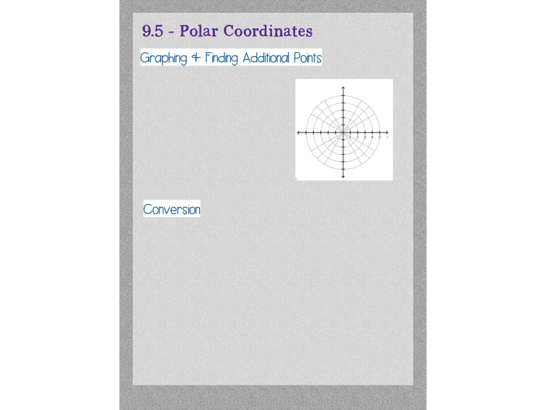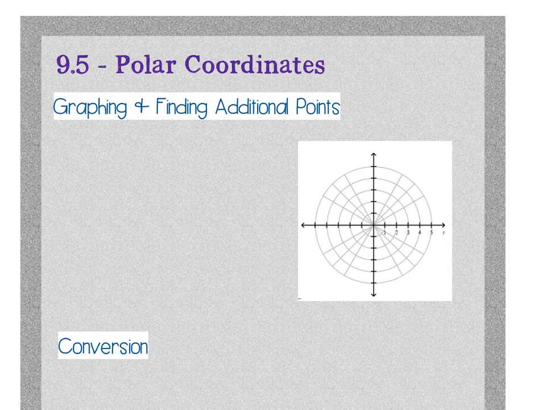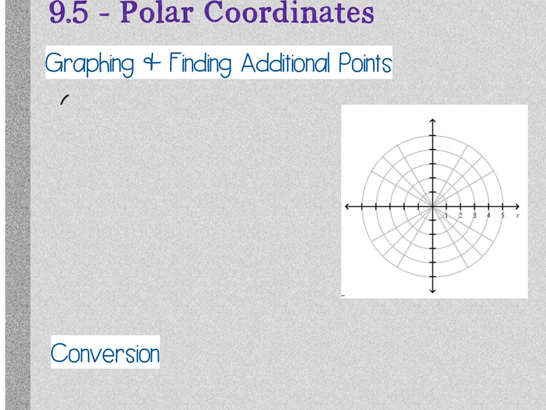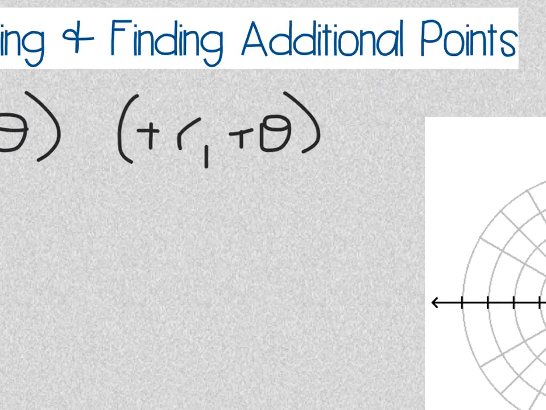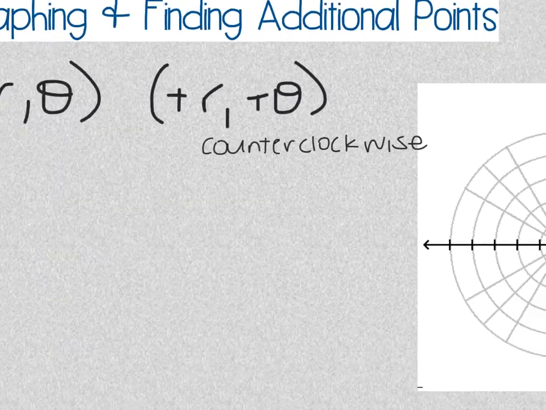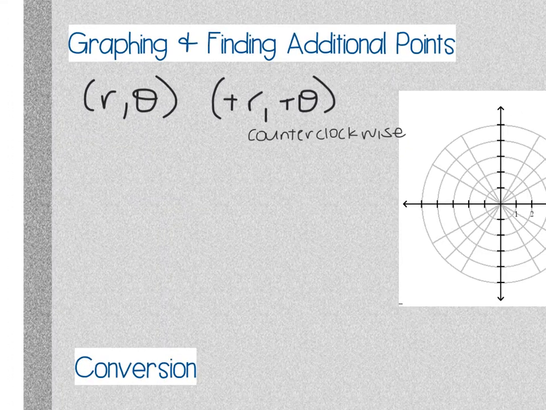Okay, then came 9.5, which was the polar coordinates. This is our introduction to just plotting the polar coordinates and then converting from rectangular to polar and polar to rectangular. So when you're graphing, you had stuff like r theta, where r was positive and theta is positive. So if I had a positive r and a positive theta, then I'm going to move counterclockwise. And then plot my point in the direction of that theta.